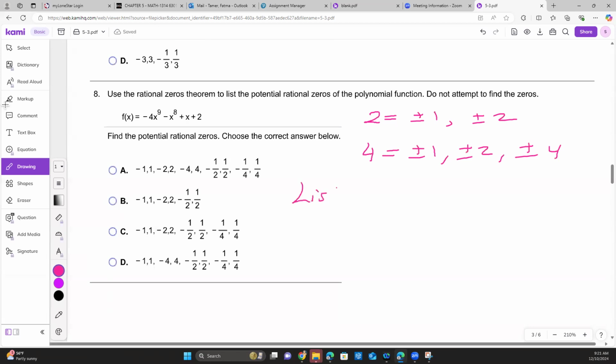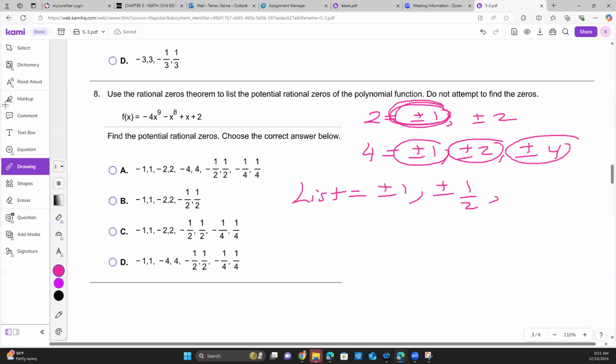Now, when we want to create the list, we always start with the top number over the bottom number. So 1 over 1 is just 1. Next, I need 1 over 2. So 1 over 2 is the fraction one half. Again, I'm going to divide 1 by 4 this time. So when I divide 1 by 4, I get 1/4. Okay, these are the only possibilities I got from 1.